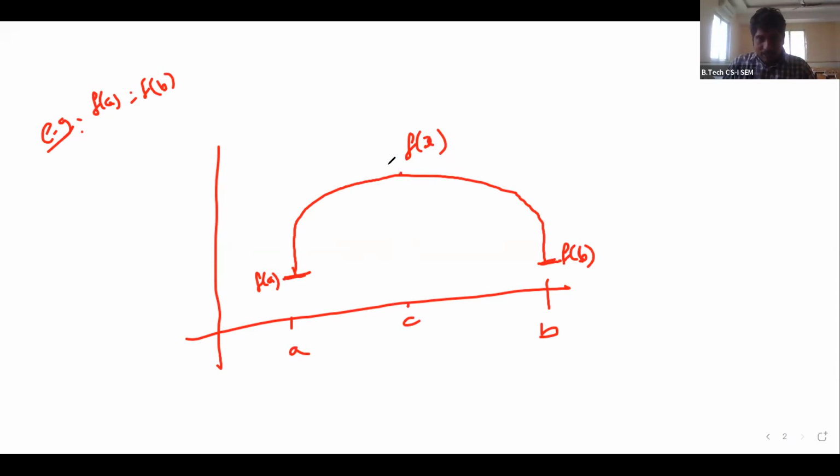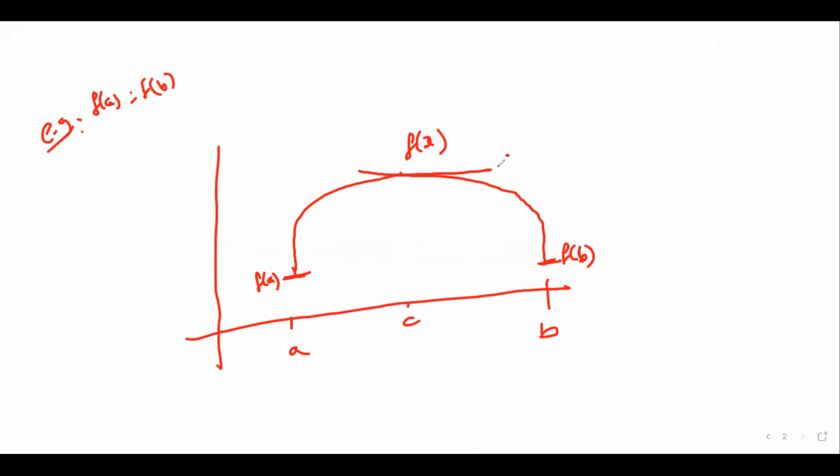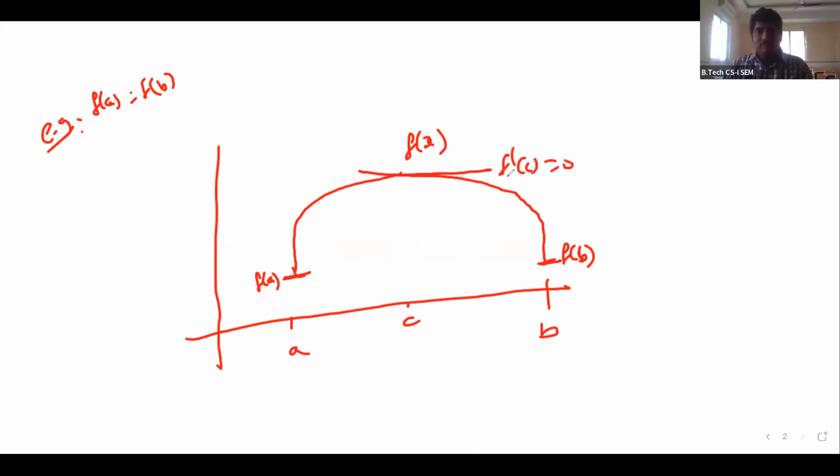Then there exists a C. See here, did we find a C or not? If you draw a tangent here, is it parallel to x axis or not? Tell me. Yes, sir. So that is what f dash C is equal to 0. F dash C means slope. Slope 0 means parallel to x axis. That is Rolle's theorem.